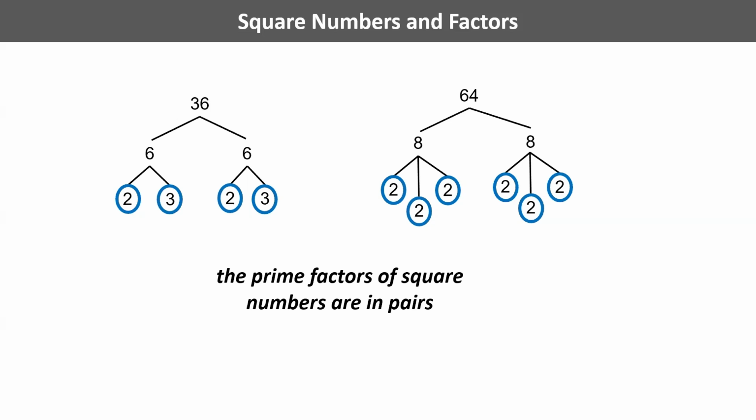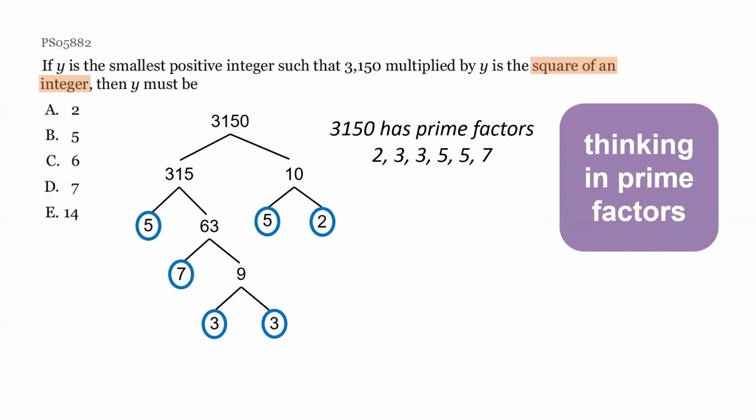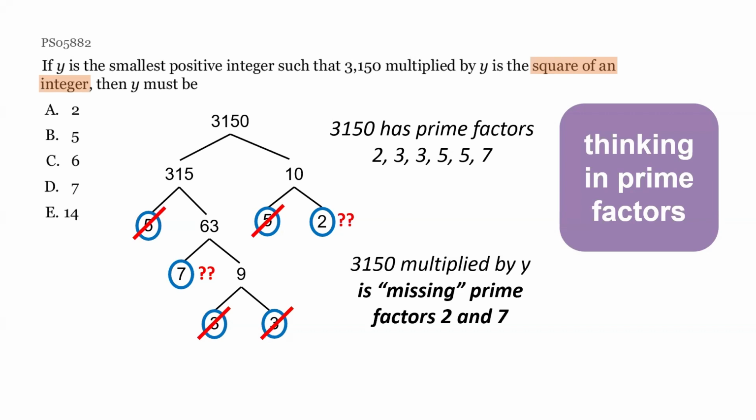Let's use this fact to help us finish the problem. Looking at the prime factors of 3,150, I can see it has a pair of 5's and a pair of 3's. But it has only one 2 and only one 7. So to be the square of an integer, it needs to get an extra 2 and an extra 7. Where will it get them from? They must be provided by y. Therefore, y must be 2 times 7, that's 14.